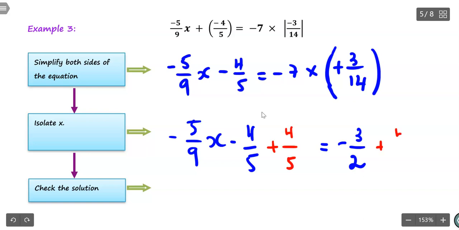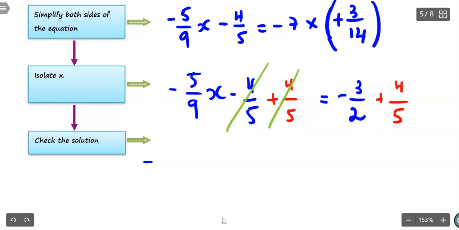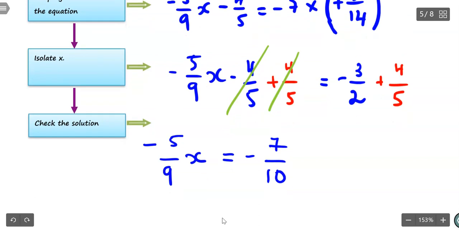Excuse me, I just looked at the time and I only have like 2 minutes left. So that's why I'm kind of rushed. When I rush, that is the problem. Okay, so then we are having, and then this side will equal to negative 7 over 10. So you just use a calculator.